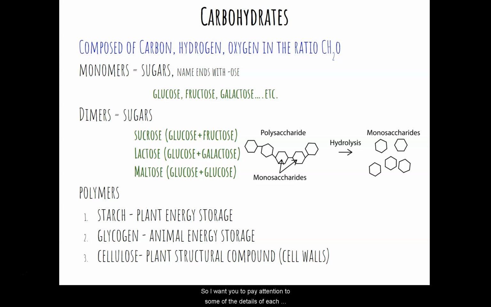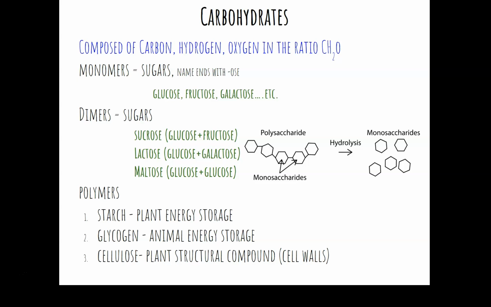So I want you to pay attention to some of the details of each of these 4 large biological molecules. One of the trends that you'll see in the story is that many large biological molecules are made up out of repeating units. The repeating units are called monomers. Monomers are just small building blocks. They join together to form polymers, or large structures. So when you look at a large biological molecule, a question to ask is, what is the monomer and what is a polymer?